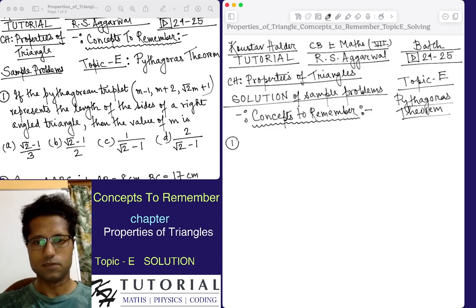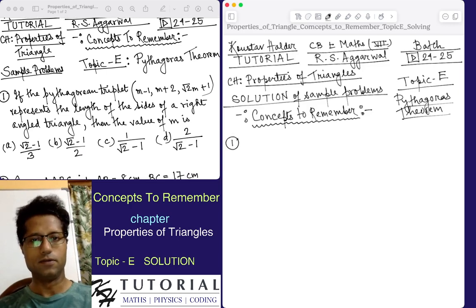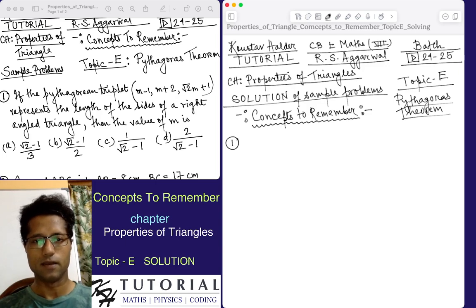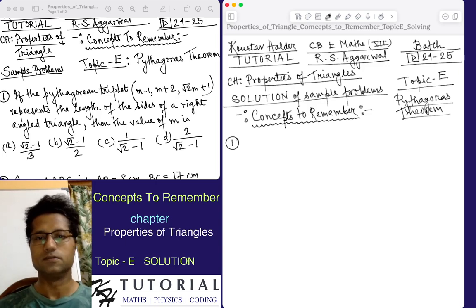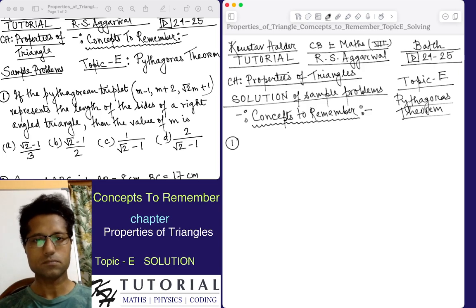The first question says, if the Pythagorean triplet given in terms of m represents the length of the sides of a right angled triangle, then the value of m is. Now we know what a Pythagorean triplet is. I am in short writing Pythagorean triplet as PT.